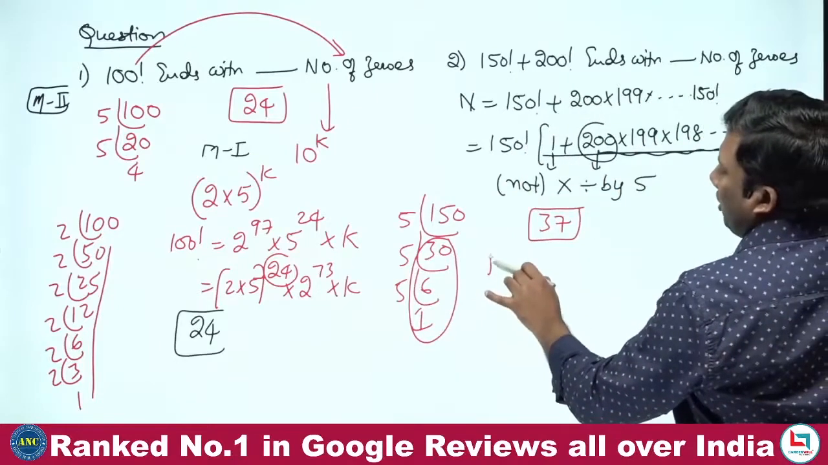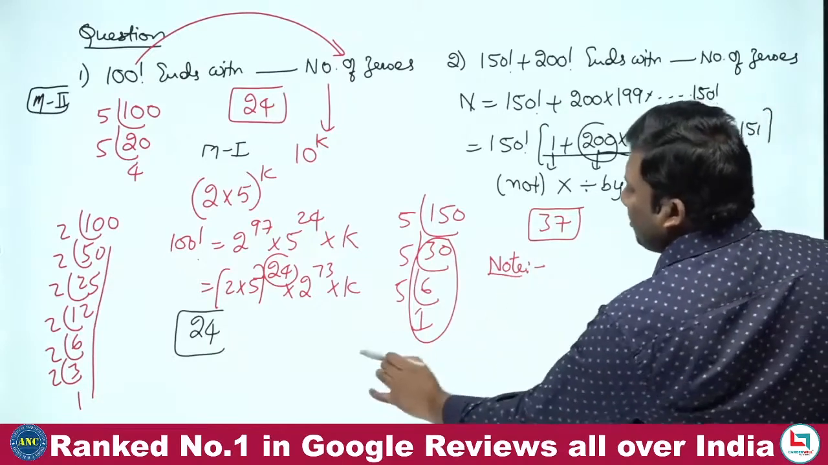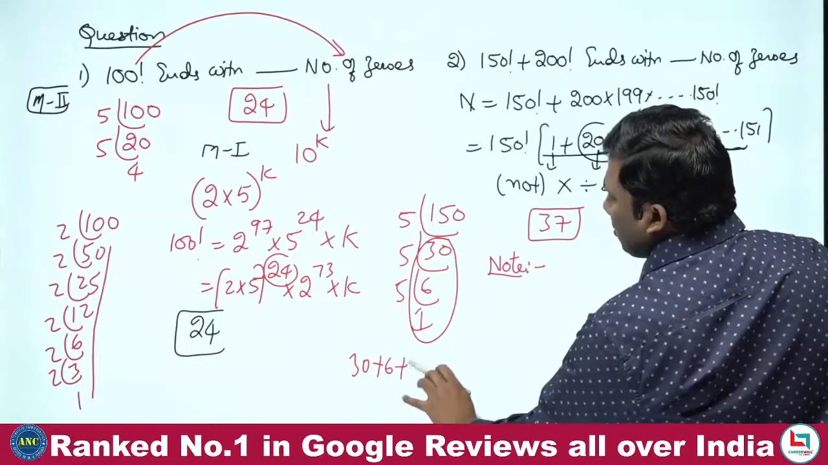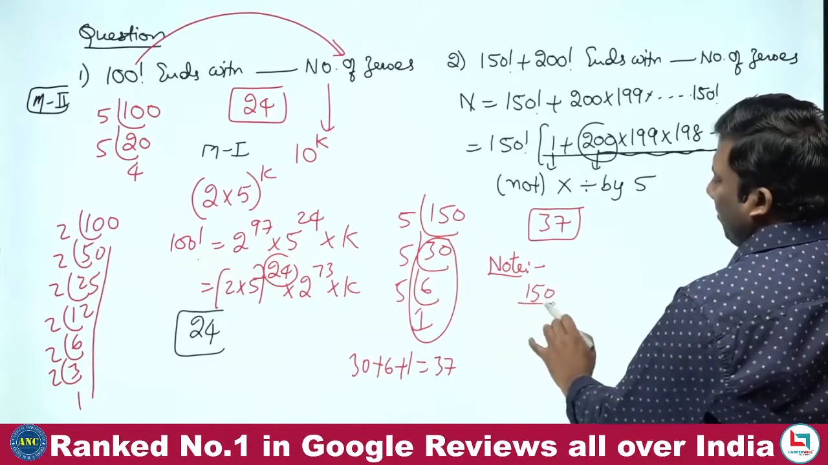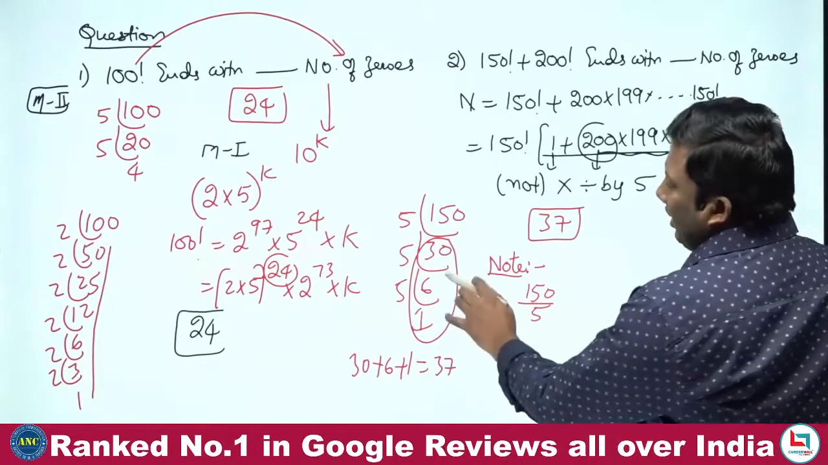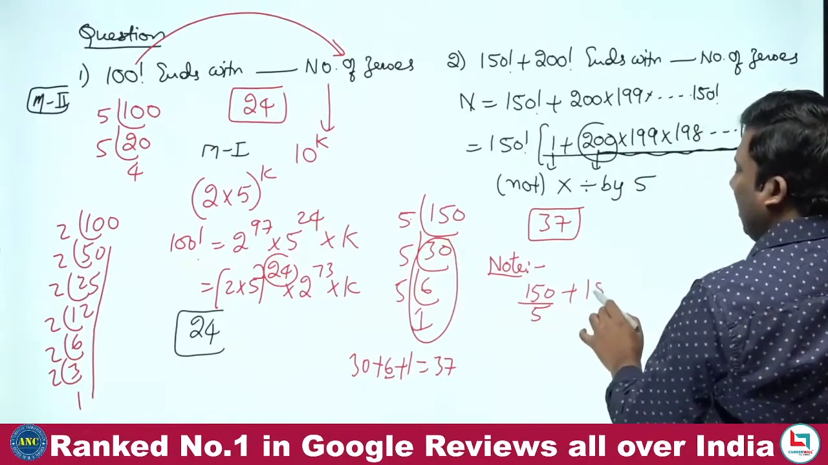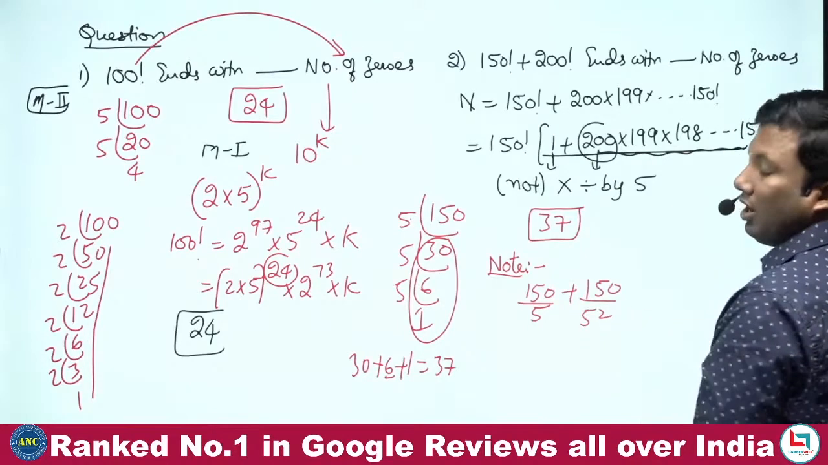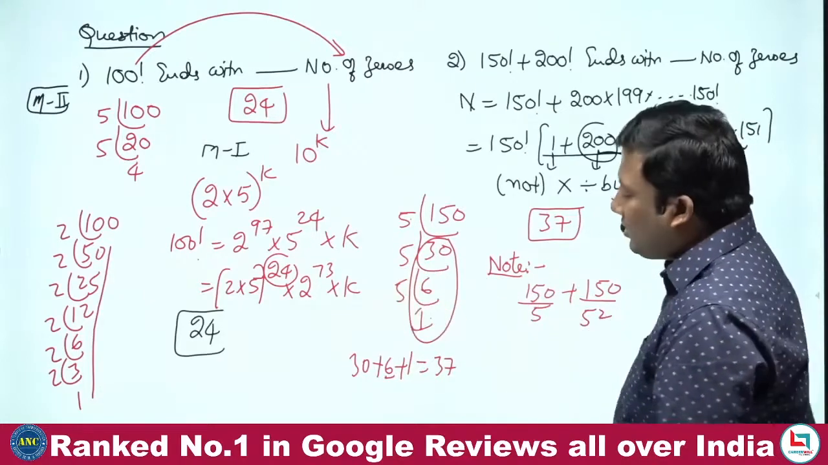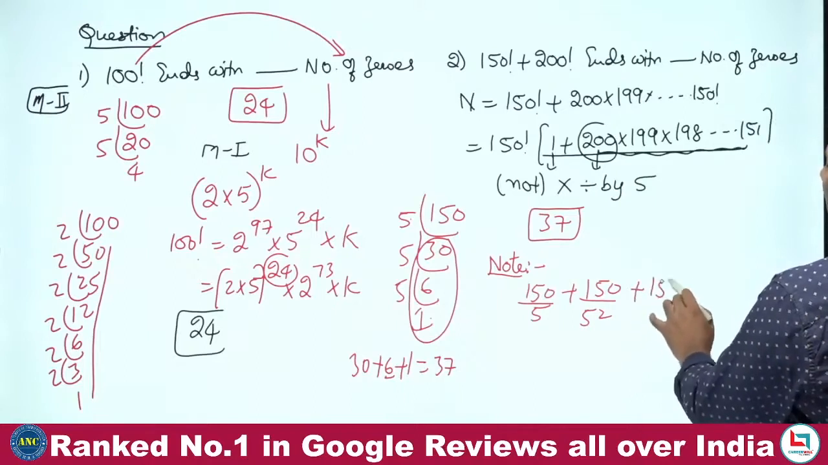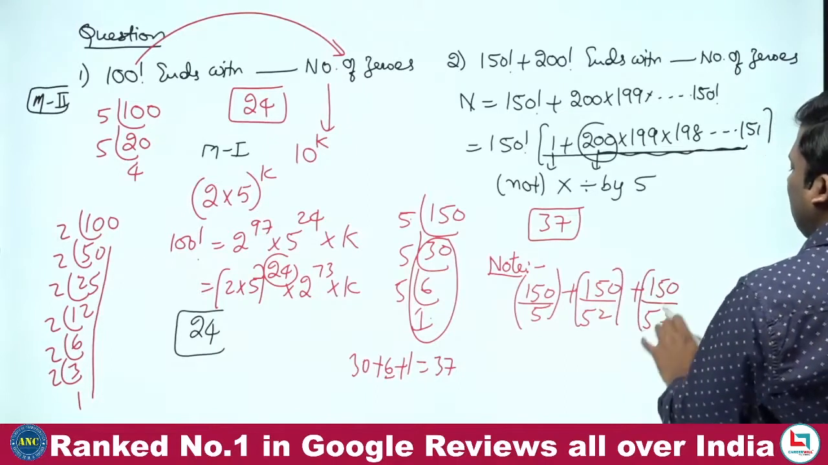Now, important note. What is the number of zeros I got? 30 plus 6 plus 1, which is 37. So, what is the 30? First, I divided 150 by 5. Next, where did I get 6? I divided 150 by 5 squared, which is 25. Next is 1: 5 5s are 25, 25 5s are 125. Next I divided 150 by 5 cubed. Whatever quotient I got, I wrote it.